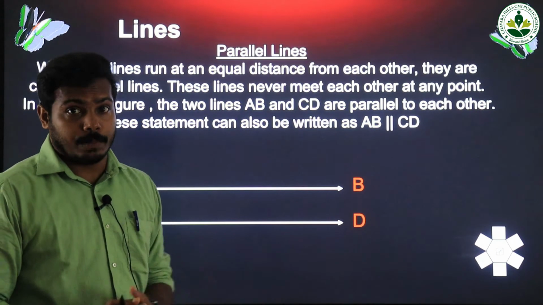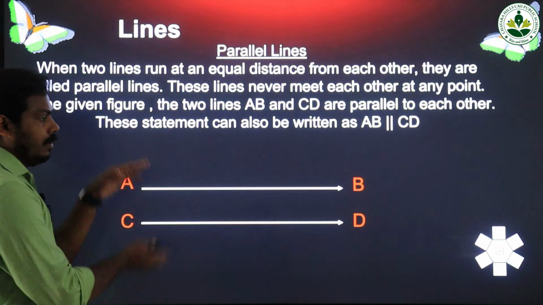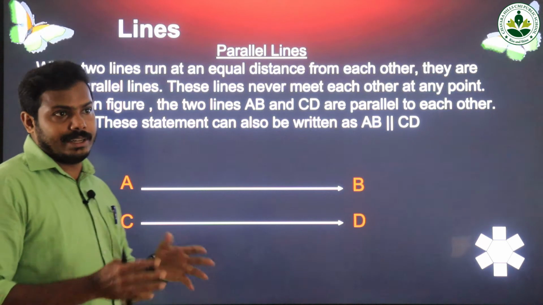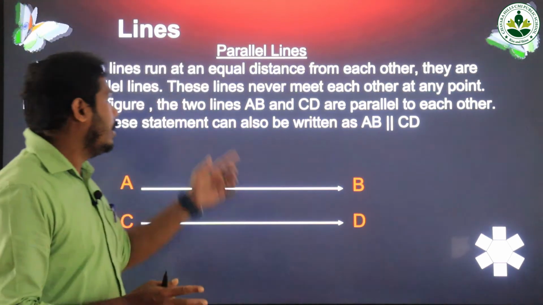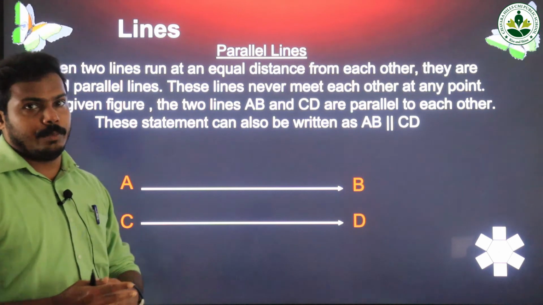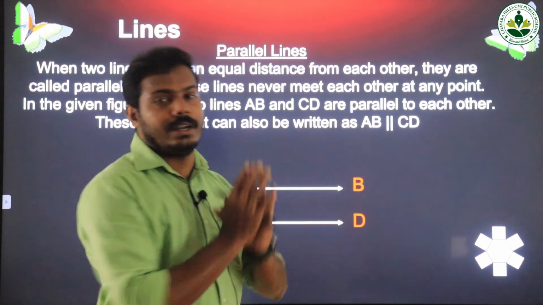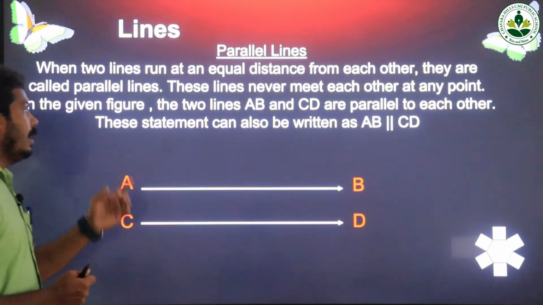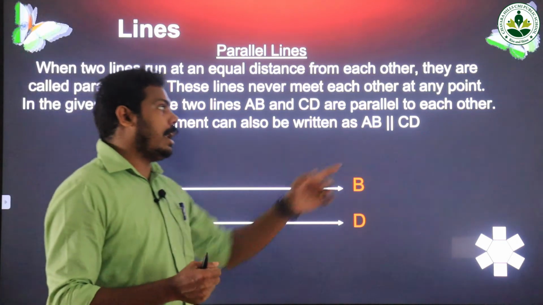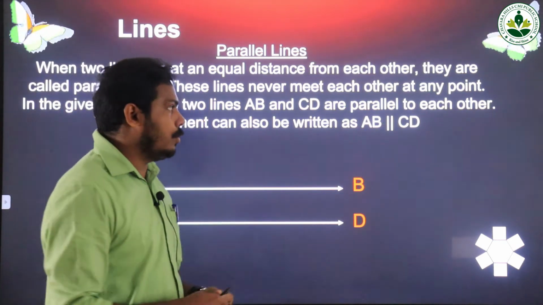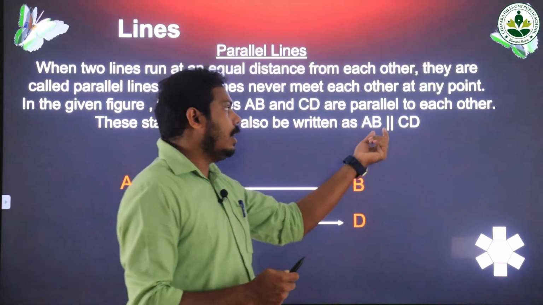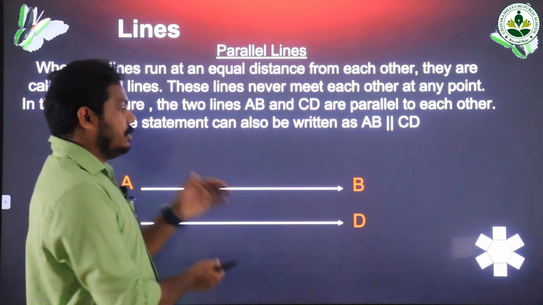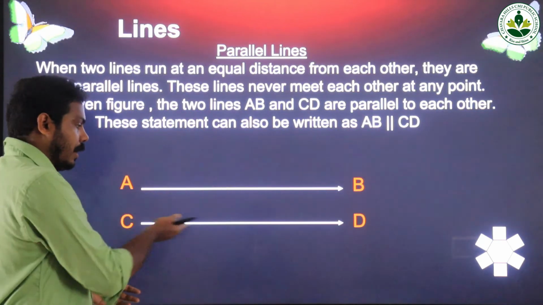To know whether two lines are parallel or not, we need to check. If we extend the lines and they meet at any point, then they are not parallel. If they never meet each other at any point, or we can say they always keep an equal distance, then those lines are parallel lines. This statement can be written as AB parallel to CD. We use this parallel symbol to express parallel. In this picture, we can say line AB is parallel to CD.